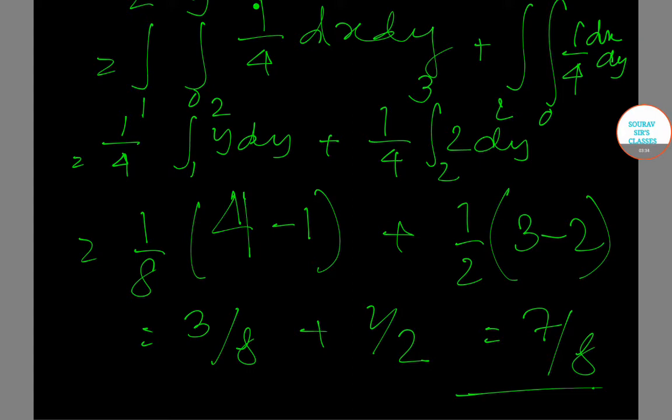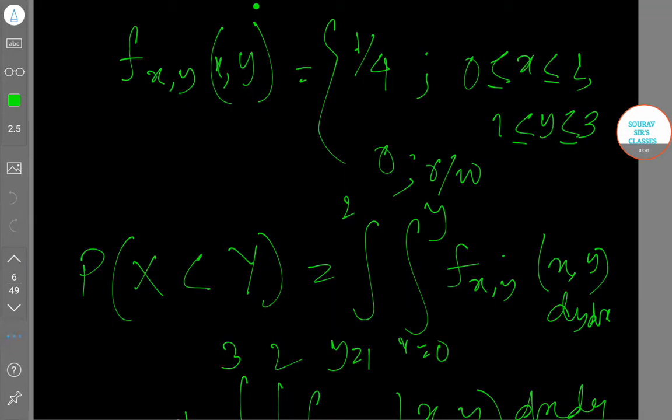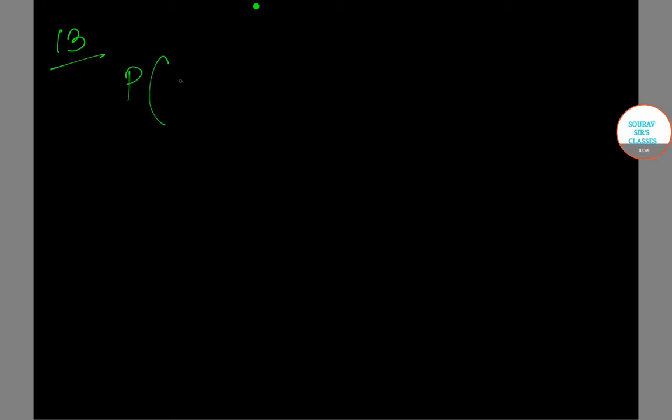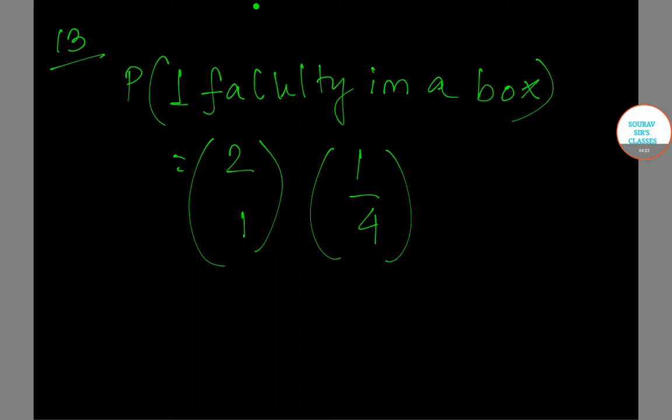Now let's move on to the next question, question number 13. In question number 13, we are asked the probability of one faulty in a box. The probability of one faulty in a box will be 2C1 times 1/4 multiplied by 3/4, that will give us 3/8.